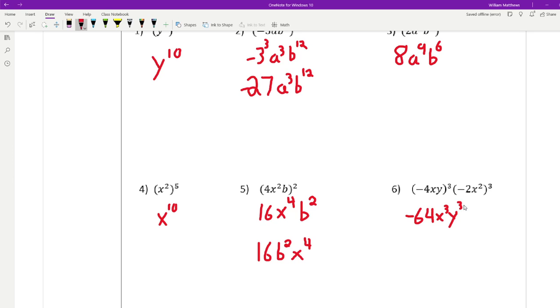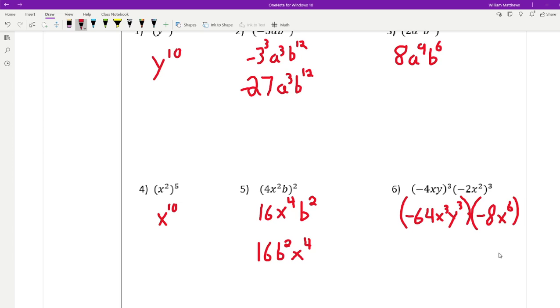Now this is multiplying to another set of parentheses, so we need to use the power of a power rule. Negative 2, let's use parentheses for this, because there is another negative. Negative 2 to the power of 3 is negative 8. And then x to the power of 2 times 3 is x to the power of 6.